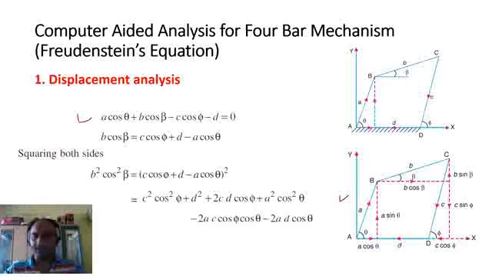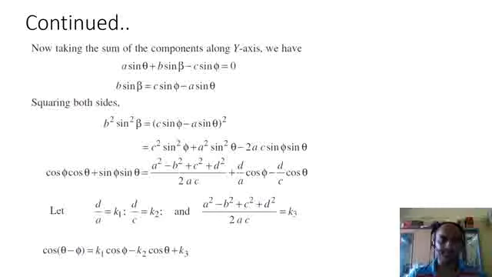Okay, so therefore this first part, that is a cos theta plus b cos beta, then minus, because it is going in the opposite direction, c cos phi, and minus this entire d is equal to 0. Small a, small b, small c, and small d are the lengths of the links in the 4-bar chain mechanism. So we'll get this equation when you consider the horizontal projections, and when you consider the vertical projections, then you will get the equation in terms of the sine components, that is a sine theta plus b sine beta minus c sine phi equal to 0.